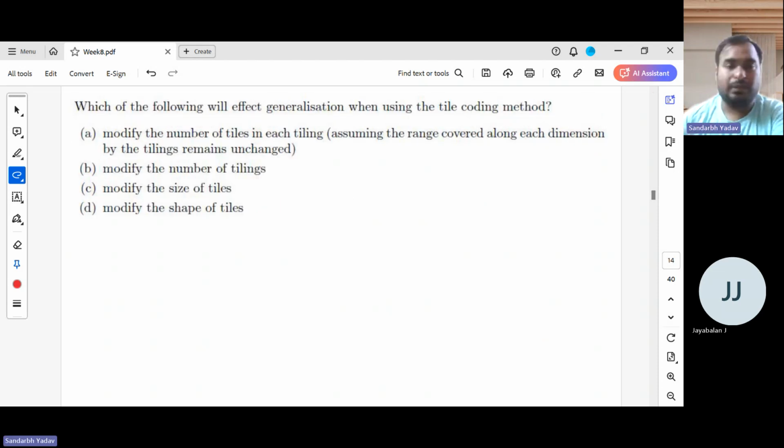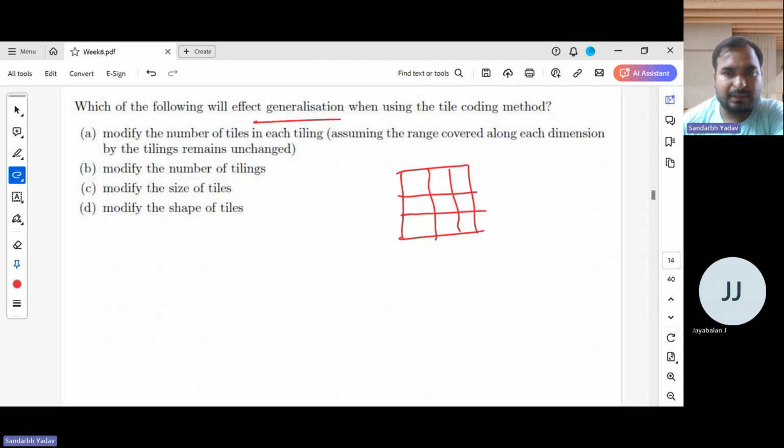Now the question is, which of the following will affect generalization when the tile coding method is used? Modifying the number of tiles in each tiling. You remember this tile coding. Suppose it was like this, and this is one tiling, and it has 9 tiles. So this entire thing is known as a tiling, and it has 9 tiles.